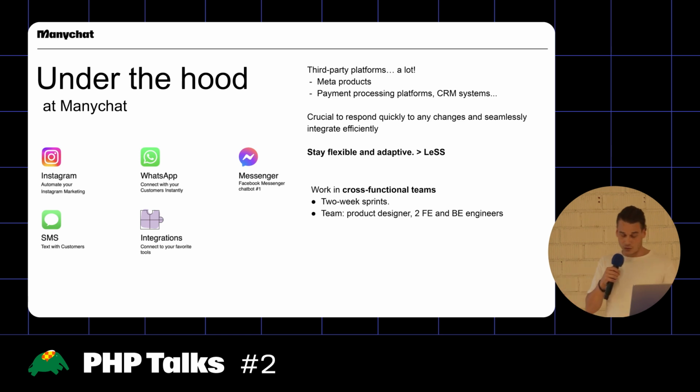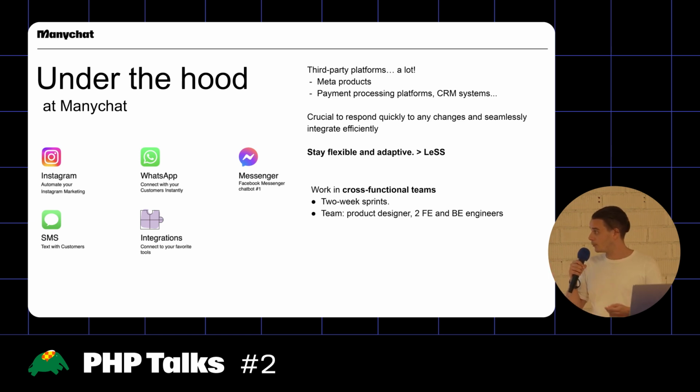Here we see the different channels. But we don't only connect with Meta, we connect with third-party platforms rather a lot. So it might be payment processing systems, CRM systems, HubSpot, etc. So it's very, very important. It's crucial for us to be able to respond quickly if there are changes. That's why we adopted the LeSS framework.